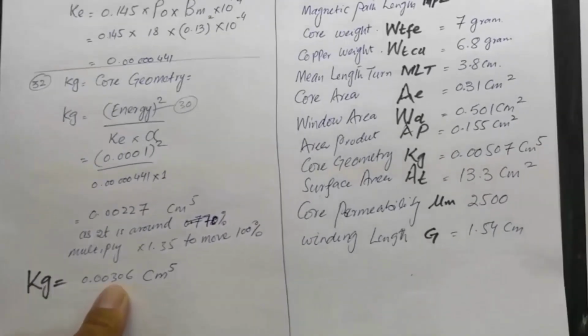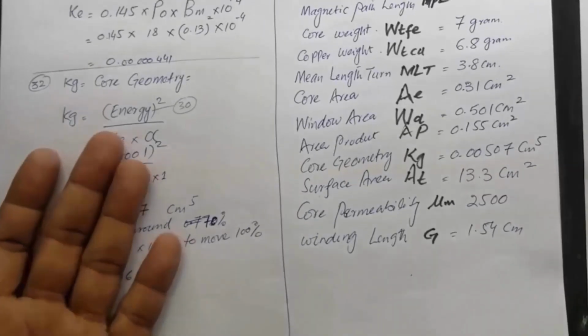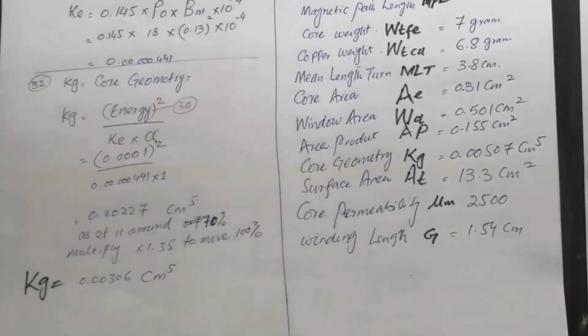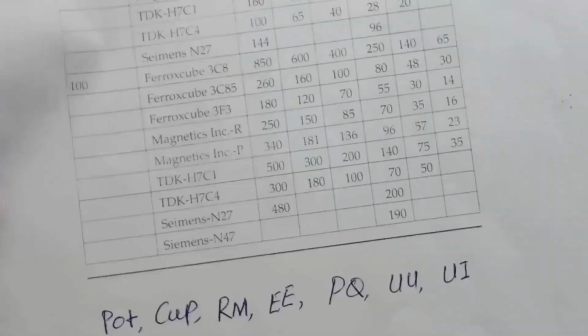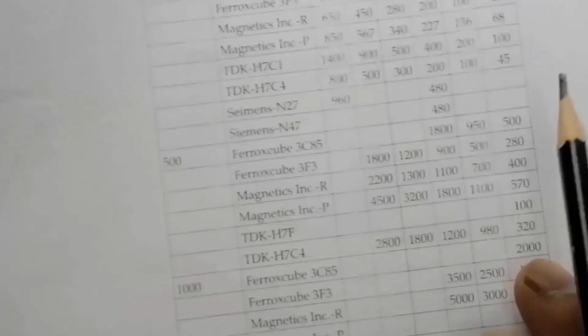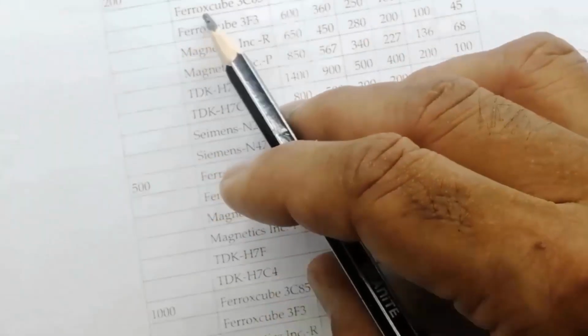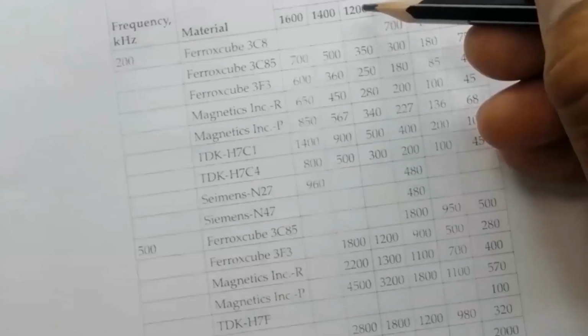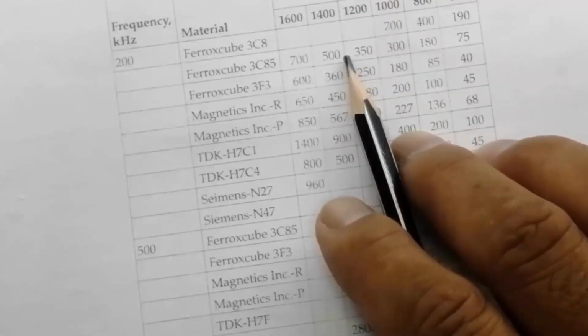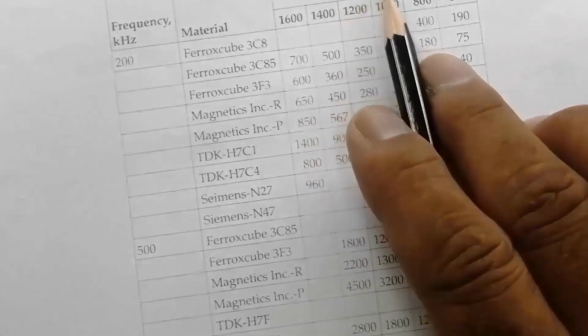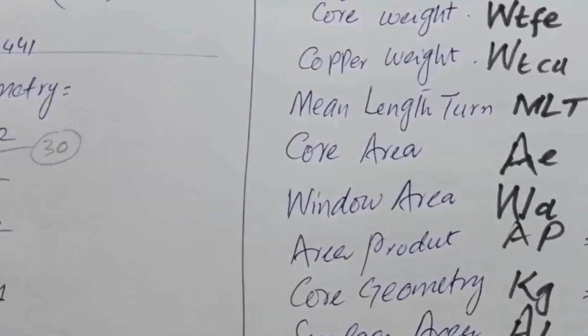We can use MPP core, EFD. Which material you want to design with is up to you, but you have to select the core material. You have to go to the material chart at 20 kilohertz, 20, 50, 100, pot core, cup core, RM, EE, PQ, EFD, ETD. So I selected Ferroxcube 3C85 at 1300 gauss. So our core losses will be approximately 400 plus milliwatt per centimeter cubed. I selected this material. Then I have to select the core size.